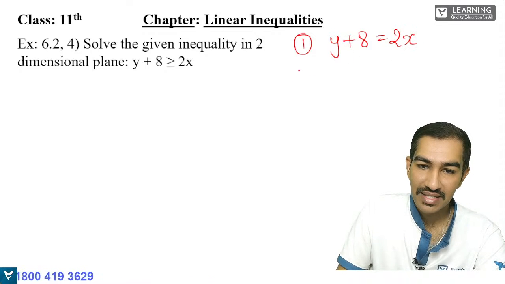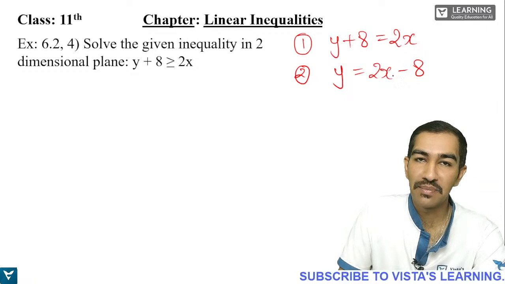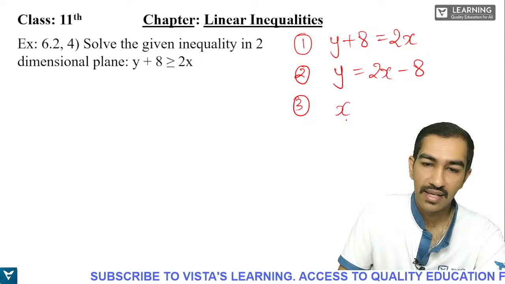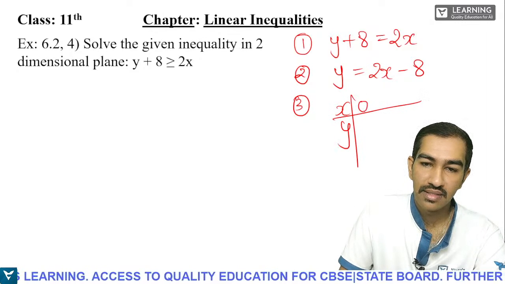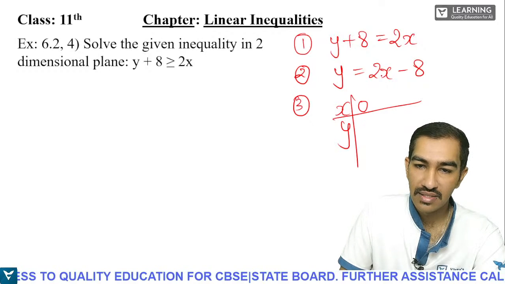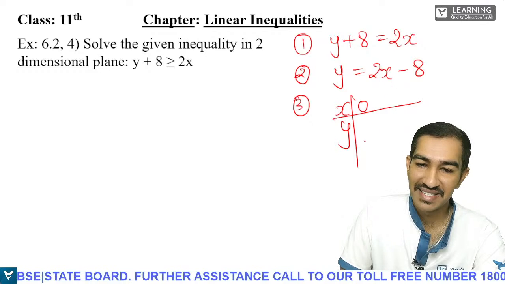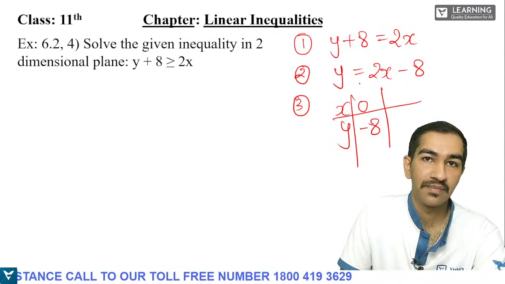All right. What is the second step? Find out what is y. Send 8 on that side. So you will be getting y is equal to 2x minus 8. Two steps are done. What is the third step? Write down the table. X, y. Put the value of x as 0. See what you are getting the y as. So if this is 0 here, 2 into 0 is 0. So y will be equal to how much? Minus 8. Correct.